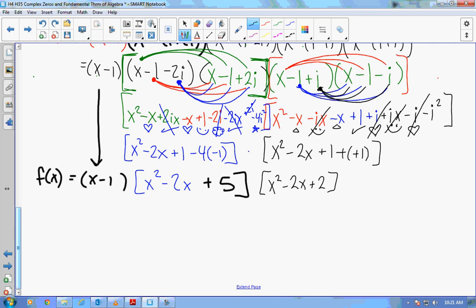The difficult part with all those i's is over. Now all we have to do is times all these through. It's a long one. When you get a higher power, it gets longer. Okay? So just take 2 of them at a time. I'm going to choose to use the binomial. X times x squared. Shout it out. X cubed. X times negative 2x. Negative 2x squared. X times positive 5. Positive 5x.